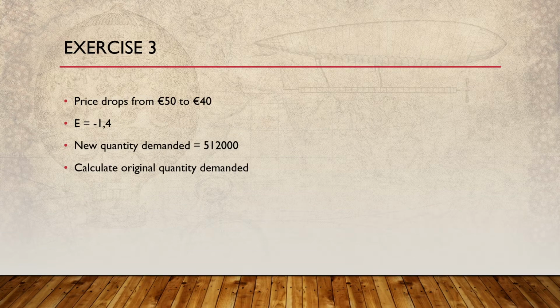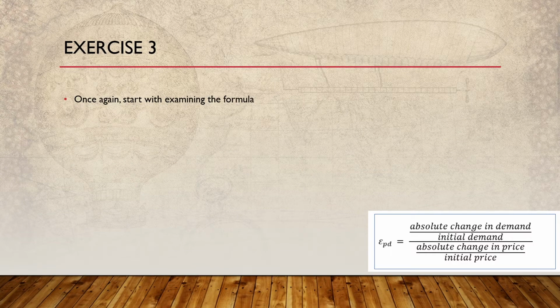So we know that prices go down from 50 to 40. We once again know the price elasticity. Right now, we also know something else. We know the new quantity demanded to be 512,000 units. The question is: calculate the original quantity demanded. This question is once again completely different from the previous one. Let's first just look at what we have.